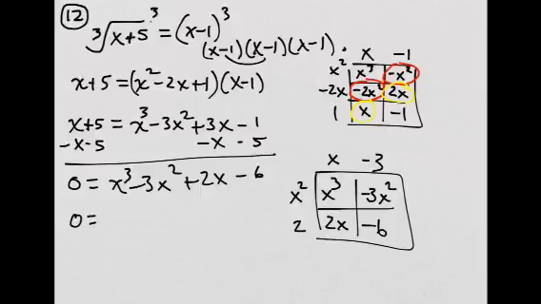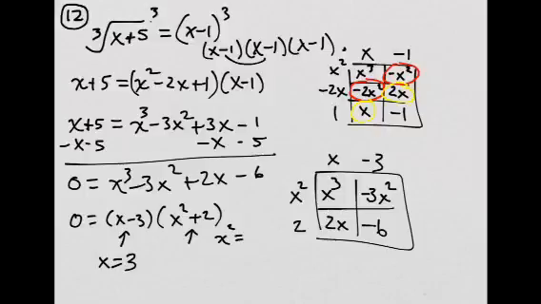So now you have 0 equals x minus 3, and then the other factor is x squared plus 2. So this one is going to give you x equals 3. This one's going to give you two imaginary numbers, right? Because when you solve for x, and you take the square root, this is going to give you an imaginary number. So the only solution to this equation is x equals 3.